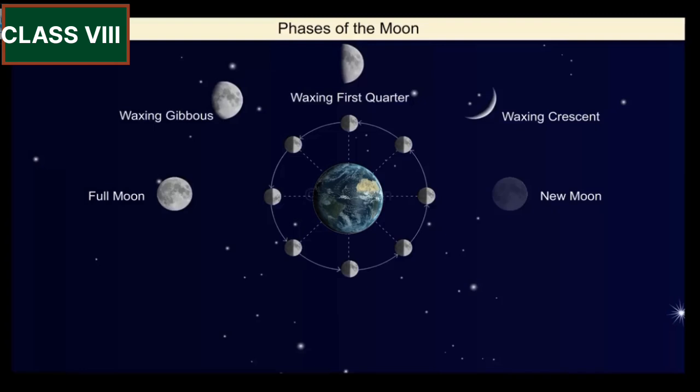Now, let's observe the various shapes of the moon from the full moon day to the new moon day. Immediately after the full moon phase, we see more than half of the moon. This phase of the moon is called the gibbous moon phase. This is the waning gibbous moon.